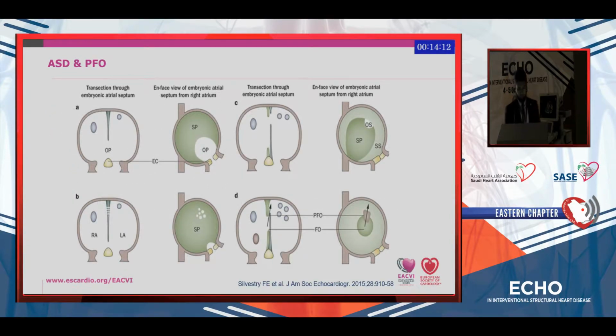The message here is that the PFO is not a direct defect, not like, for example, the ostium primum ASD, which is a direct defect, a continuity. If you stand at the right side and look, you will see the left side. But in the PFO, if you are on the right side, you will not see the left side, because it's a flap and a potential space between primum and secundum.